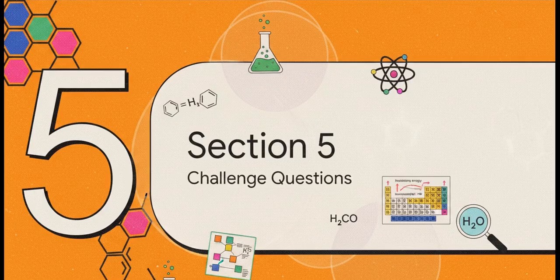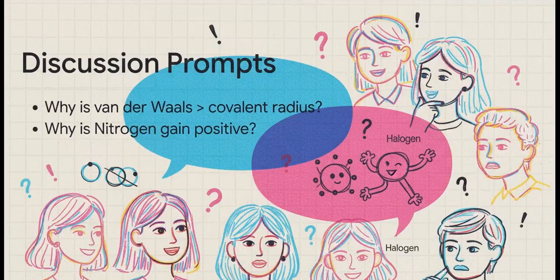Section 5, Exam Challenge Questions. You have officially made it to the final stage of our study guide. Congratulations! Now, here are some discussion prompts I highly encourage you to take to your study partners to prepare for that deeper level thinking. First, question 12. Why is the van der Waals radius of an atom greater than its covalent radius? Second, debate this concept we covered earlier. Discuss exactly why nitrogen has a positive electron gain enthalpy while halogens are negative.